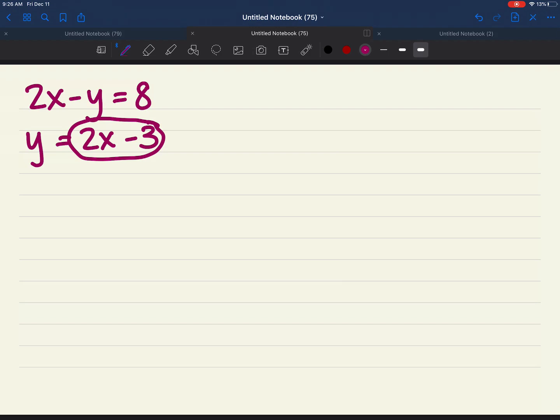What do you do with this? Get y alone, so you subtract 2x. Well, you already have y alone. That's true. Okay, so you're ahead of the game. So if y is equal to 2x minus 3, where are you going to put that? The first one. Good. So you get 2x minus, 2x minus 3, good.